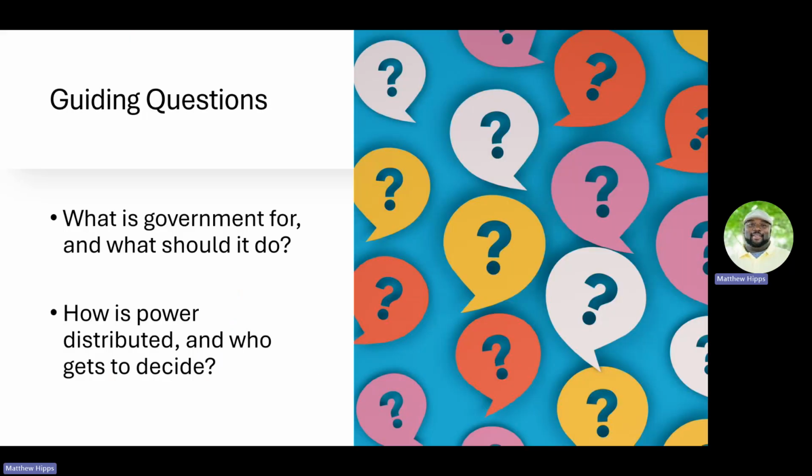If you remember, we talked about these 8 overarching questions that were going to help guide our conversations during the semester. And we're going to focus primarily on what is government for and what should it do, and how is power distributed and who gets to decide. Remember, this is not everything that there is to know about government and politics, but trying to provide an overview for you so that you have a good place to begin.